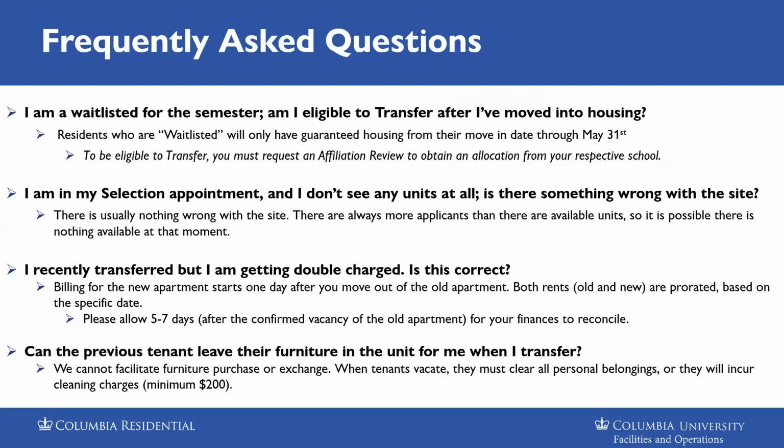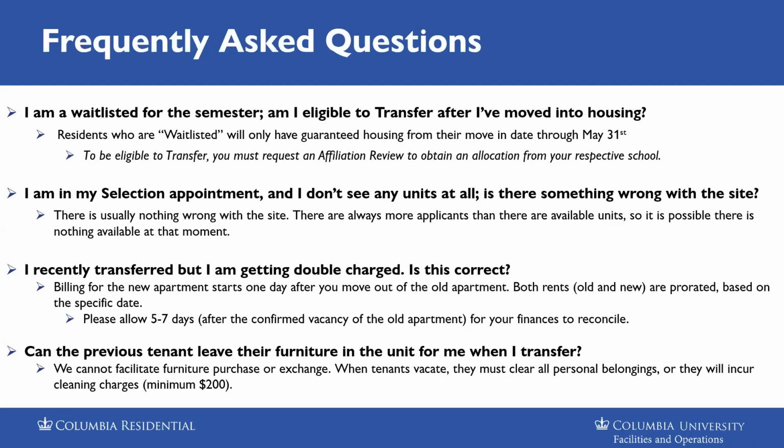If you're in the selection appointment, I've already been seeing some emails come through this morning about this question: I don't see any units at all. Is there something wrong with the site? The answer is no, generally. Sometimes, errors happen and sometimes a site will go to sleep for a little bit, but right now we know our site is working properly, and we imagine it's going to continue to do so over this next week or two and the rest of the month during the process. And so if you are seeing nothing on the housing portal at this time, that does mean that there's nothing available at the moment, with a caveat here.